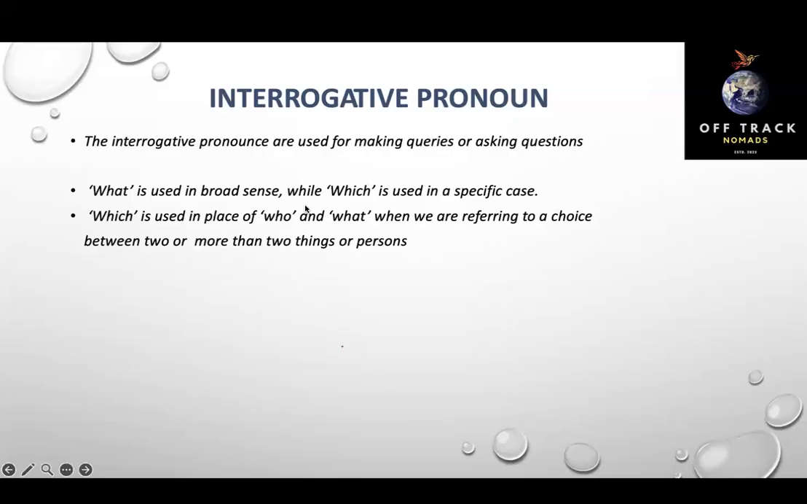Now we are at the end of the pronoun part. We have covered everything you need to know for your competitive exams. You can also go back and rewatch any part if you need a revision. And don't forget to practice with examples.